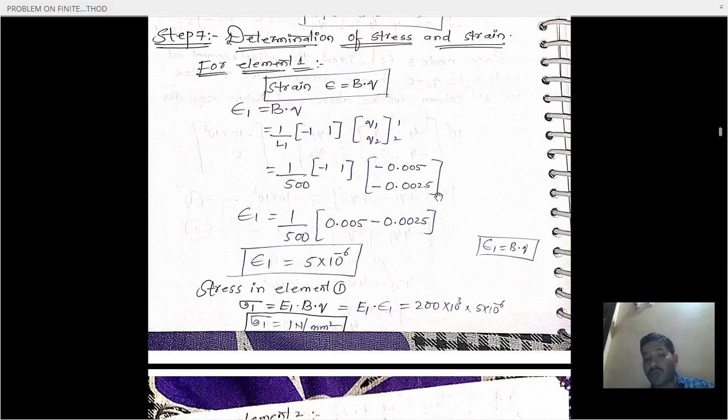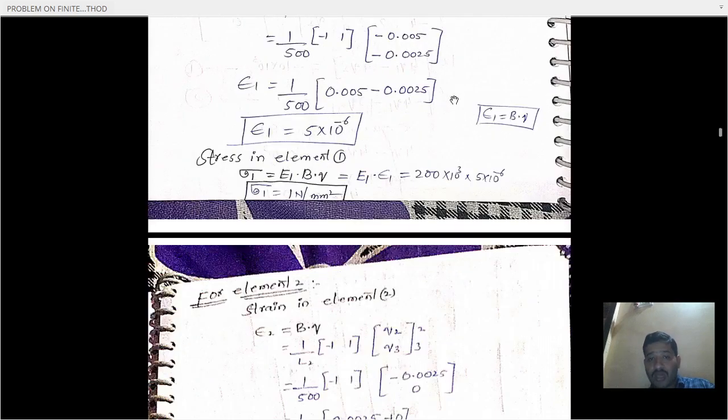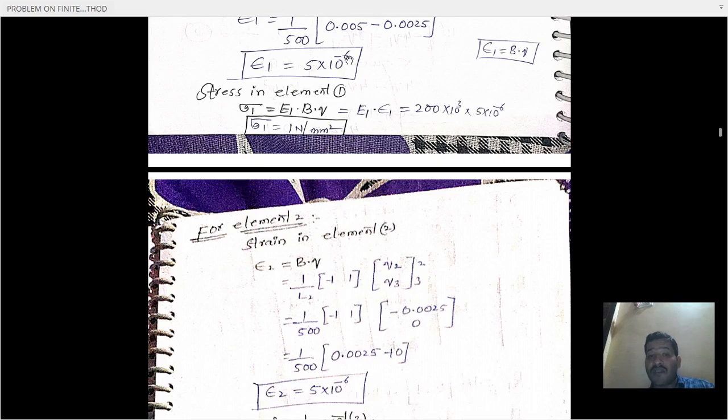Minus 0.05. Q2 value is how much here? Minus 0.025. Then 1 by 500 as it is, you just need to multiply the terms. Minus into minus should be plus, 1 into 0.05. Here plus into minus is minus, 1 into 0.025. Then if you subtract, you will get the answer 5 into 10 power of 6. This is the value of strain.